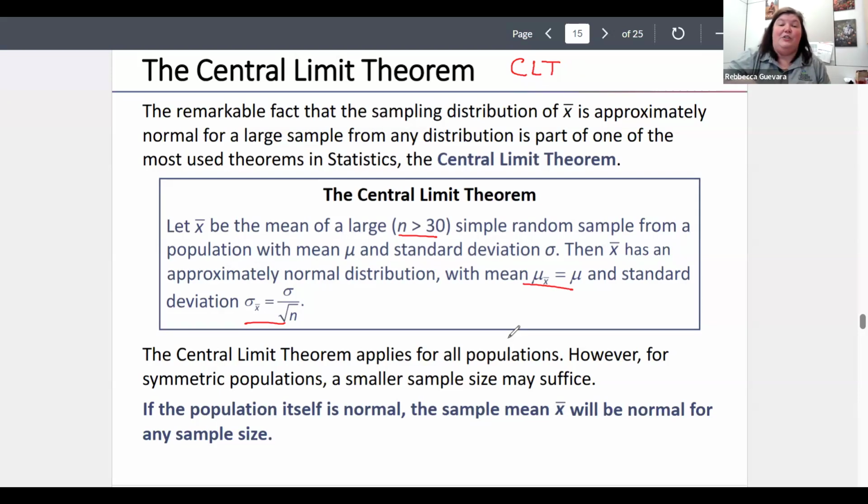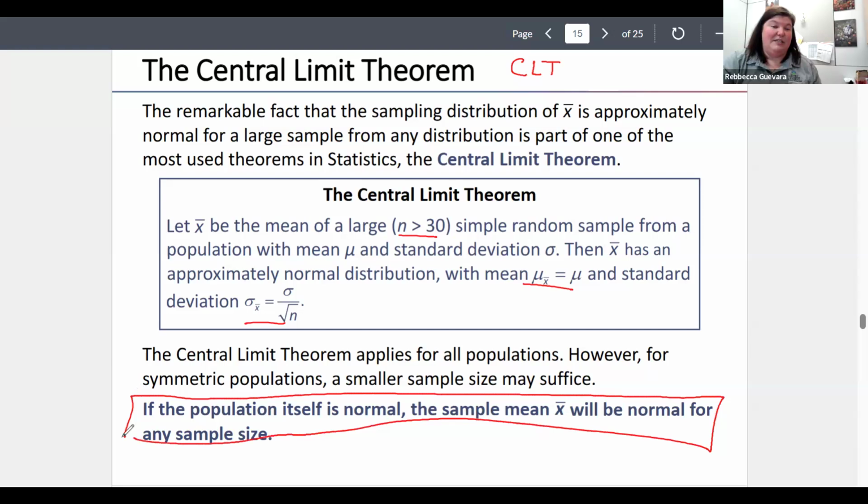If a population itself is normal, the sample mean X bar will be normal for any sample size. So if my population already started out as normal, it doesn't matter what the sample size is, I'm still going to get a normal sampling distribution of means.